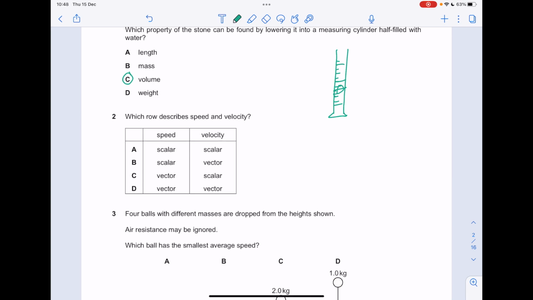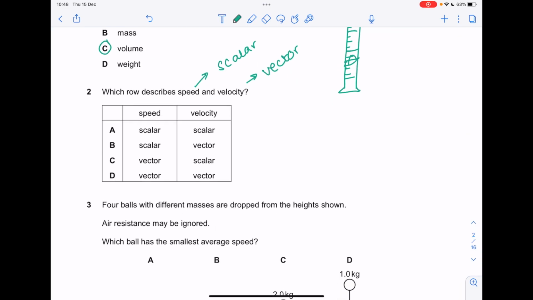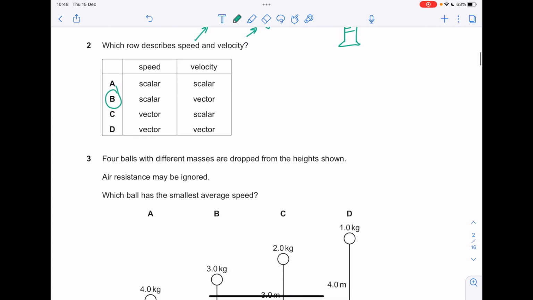Which row describes speed and velocity? So speed is a scalar quantity. It has magnitude only, whereas velocity is a vector quantity with both a direction and a magnitude. So B is the answer.